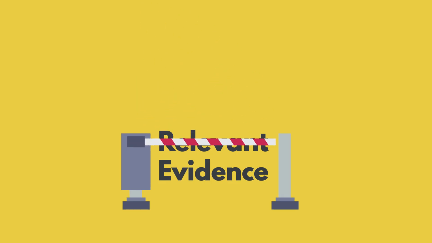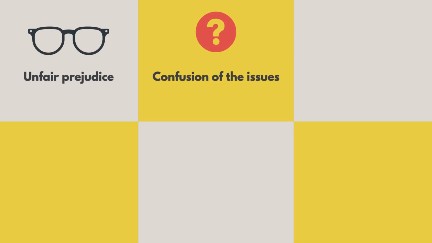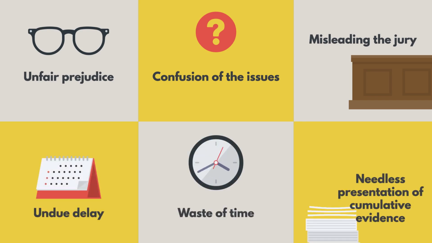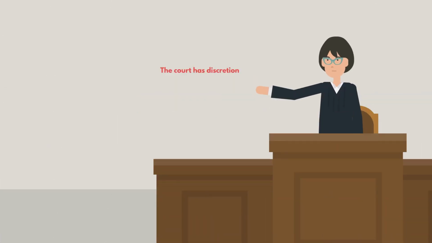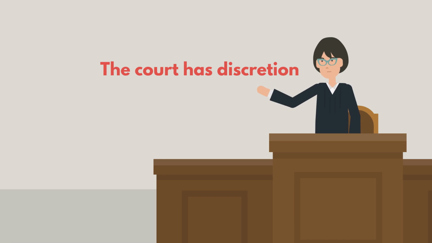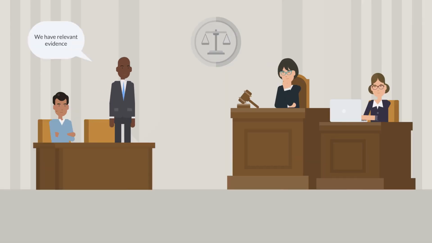Further, Rule 403 provides for the exclusion of relevant evidence on the grounds of prejudice, confusion, or a waste of time. Essentially, that means that relevant evidence may be excluded on the basis of unfair prejudice, confusion of the issues, misleading the jury, undue delay, wasted time, or needless presentation of cumulative evidence. So what this means is that the court has discretion in whether or not certain evidence is going to come in, whether or not someone says, hey, this is relevant evidence.